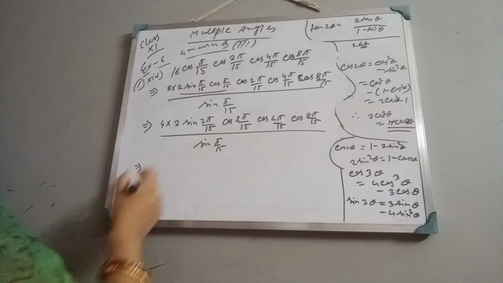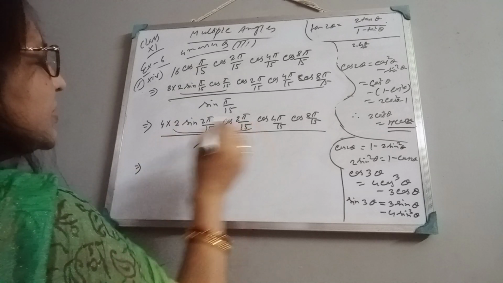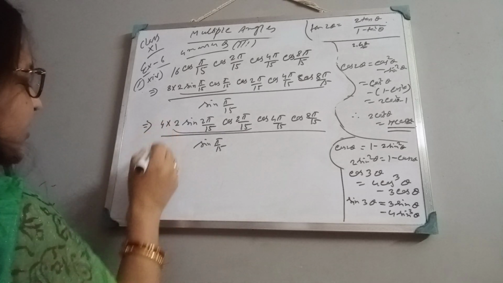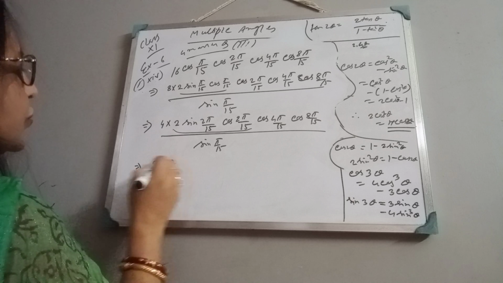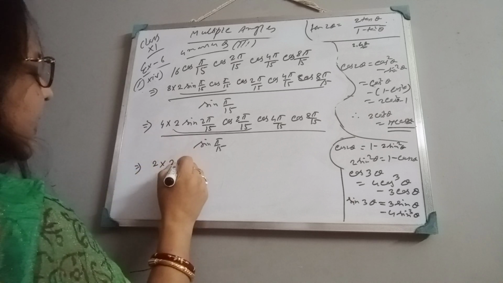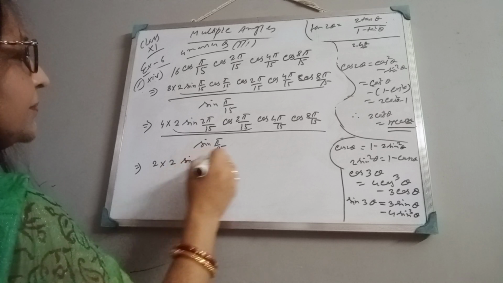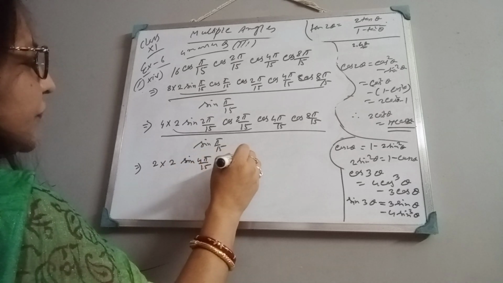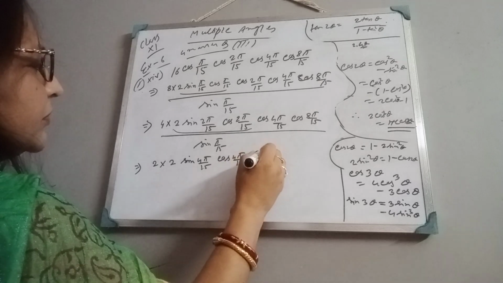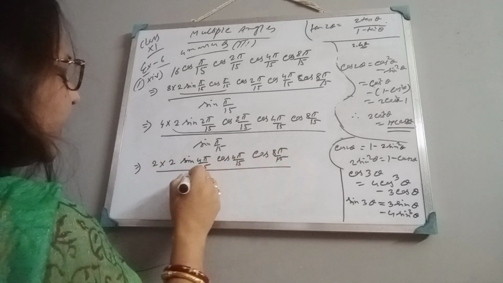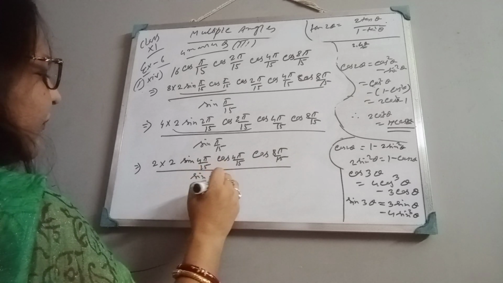Okay, now same as before, again 2 sine A cos A, so again we can write as sine 2A, and this 4 we will write as 2 into 2. Okay, and it is coming sine 4 pi by 15, cos 4 pi by 15, cos 8 pi by 15, whole divided by sine pi by 15.